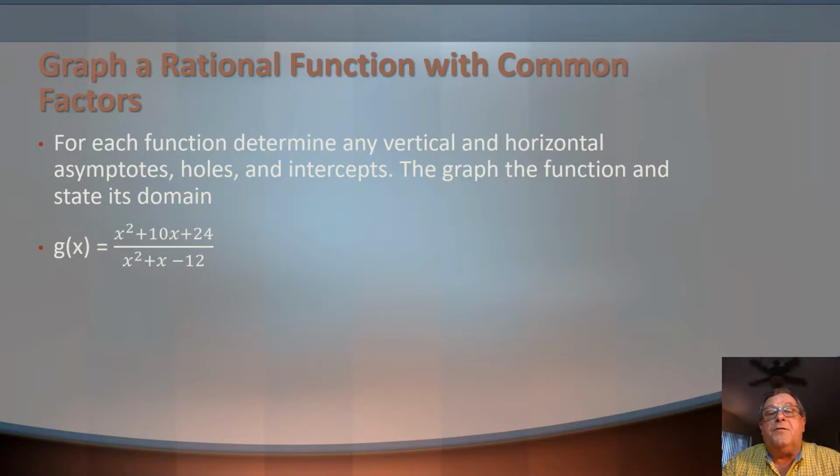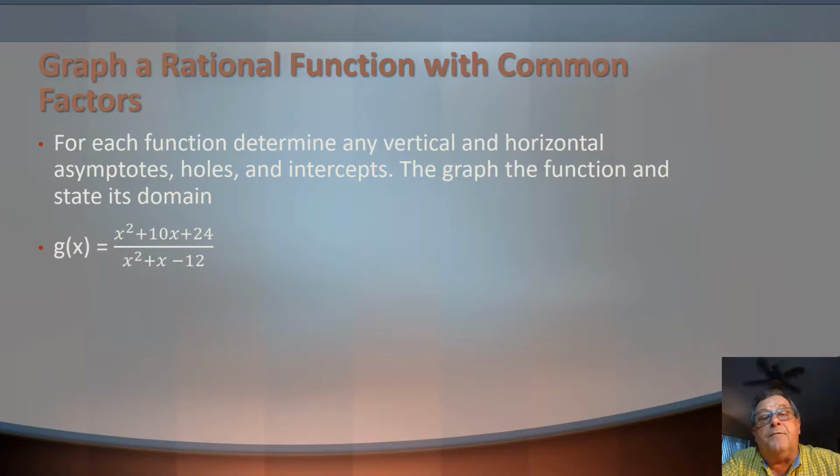So here we've got, for each function, determine any vertical and horizontal asymptotes, holes, and intercepts, then graph the function and state the domain. Well, before we get too deep into this, I've got g of x equals x squared plus 10x plus 24 over x squared plus x minus 12.